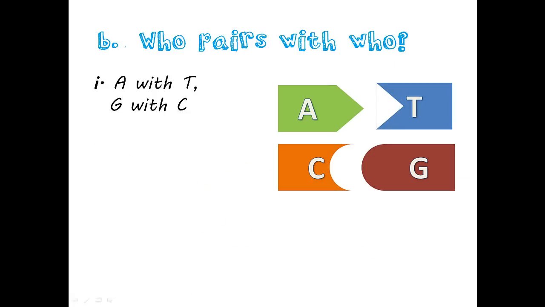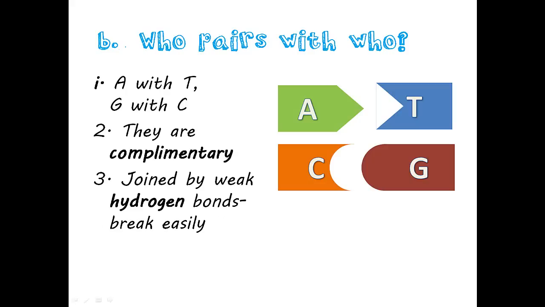Who pairs with who? A pairs with T, G pairs with C. This means that they are complementary to each other. And what holds them in place is a hydrogen bond. By itself, a hydrogen bond is very weak and can break easily, but if you put a lot of them together, it is much stronger and holds the molecule intact.